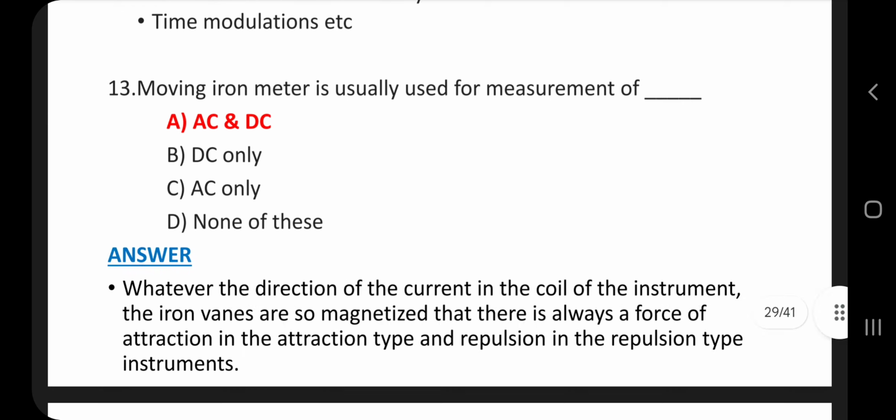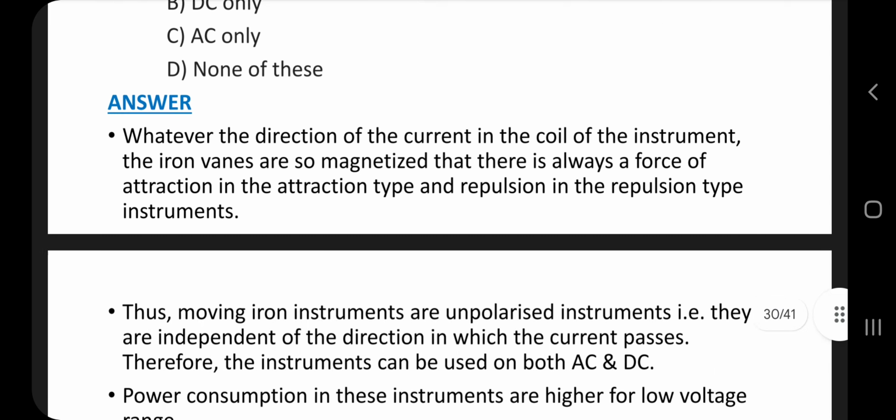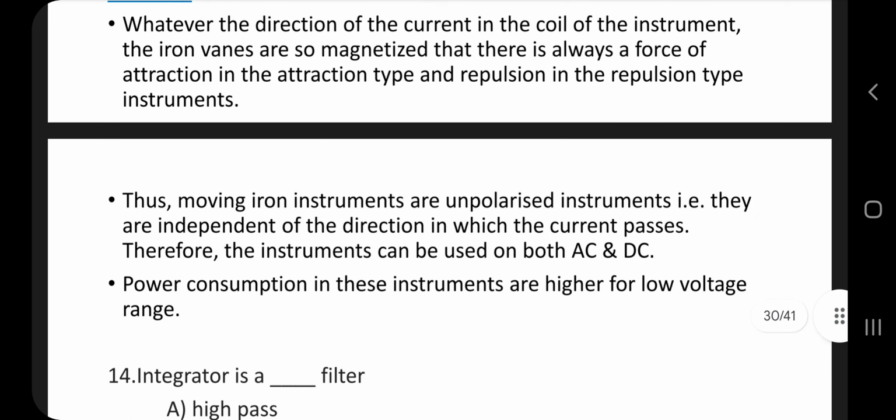Question number 13. The moving iron meter is usually used for the measurement of. Answer is option A, AC and DC. Whatever the direction of the current in the coil of the instrument, the iron vanes are so magnetized that there is always a force of attraction in the attraction type and repulsion in the repulsion type instruments. Thus, moving iron instruments are unpolarized instruments. That is, they are independent of the direction in which the current passes.